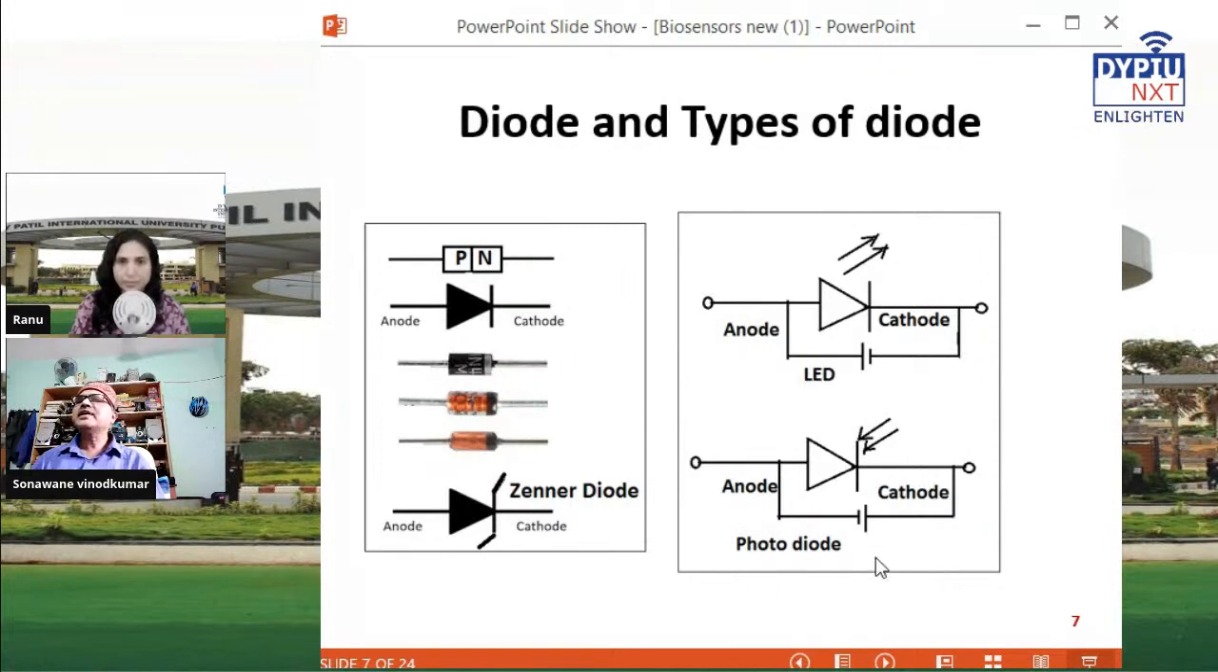So a photodiode is a light sensor. It receives the light, and the incident light is converted into an electrical signal. And LED is the light emitting diode. So if you provide the supply, if you connect the voltage to the diode, then it will emit the light, right? So this is the diode.